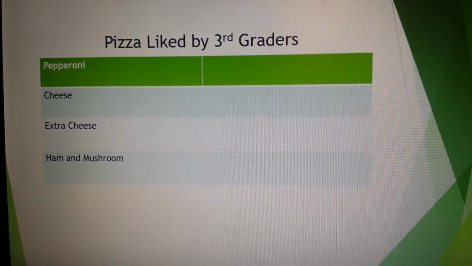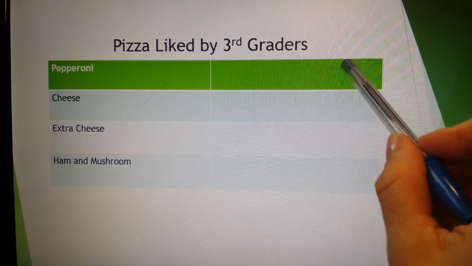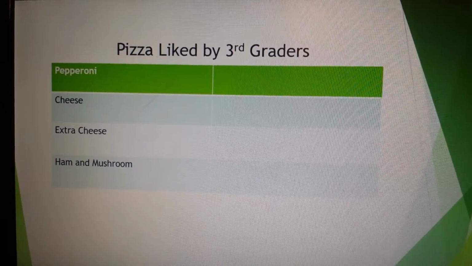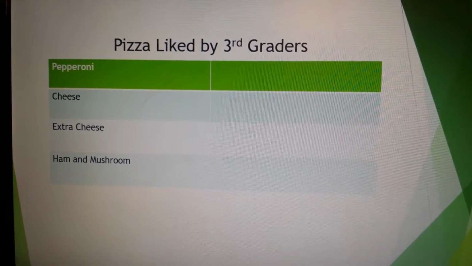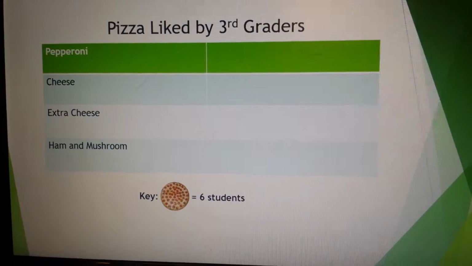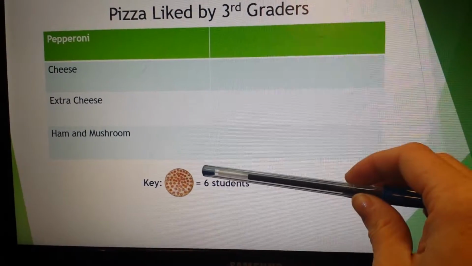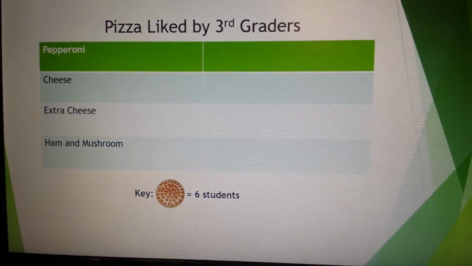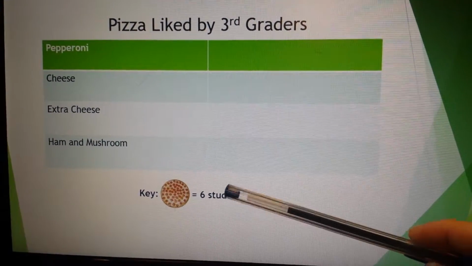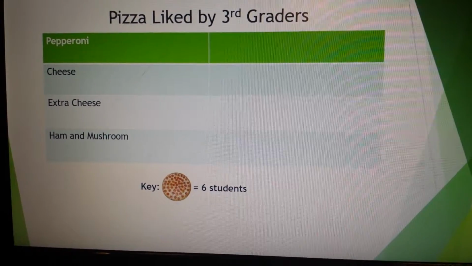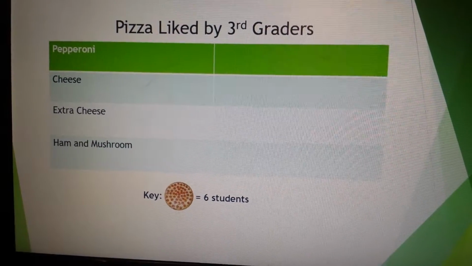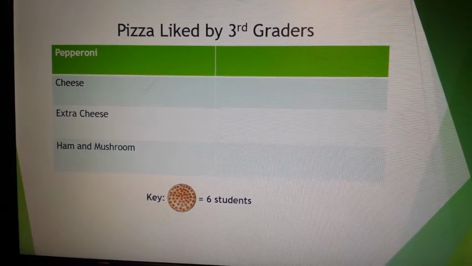Now before we can put the pictures or symbols, we need to have a key that tells us what the pictures represent. So this key is telling us that one full pizza equals 6 students. And half of 6 is 3. So once we know our key, we can put in all our information.